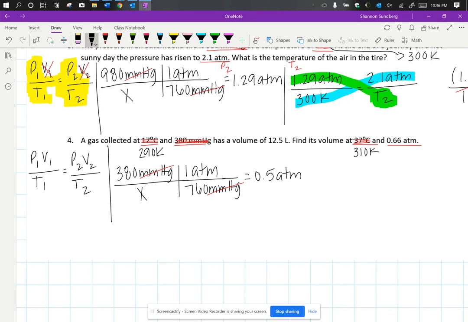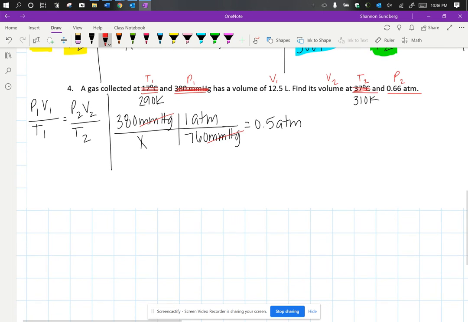Now let's label our stuff. So this is a T1, this is a P1, and this is a V1. Then it says find its volume. Well, it's V2 at 310 Kelvin. That's a T2. And this is a P2. So it looks like they want us to use the combined gas law this time because they've mentioned all of the variables and they gave us 2 of everything, except for volume, the V2, which is what we've got to find. So let's just sub everything in.